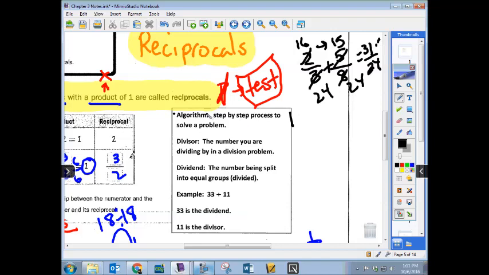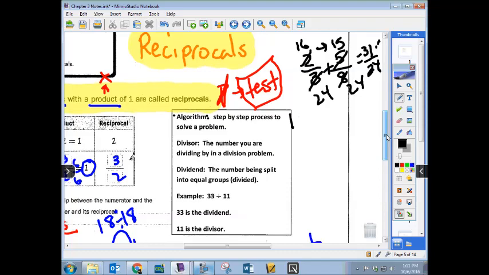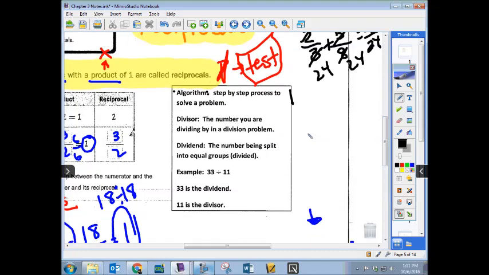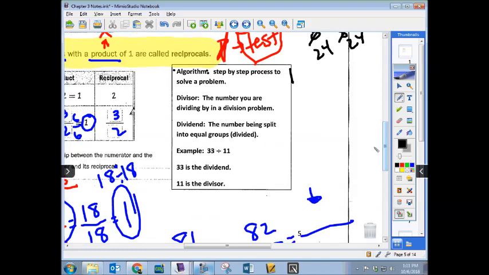Well, we're going to learn a new algorithm this chapter, the step-by-step process that teaches us how to divide fractions, mixed numbers, and whole numbers. Okay? The divisor. The divisor is the number you are dividing by in a division problem. The dividend is the number that's being divided or being split. Okay? For instance, if I did 33 divided by 11, this right here, 33, is the dividend. That's the whole. I want you all to write that word whole. It's what's being divided up, being cut up or split up. Okay? The divisor is the part that is the one doing the dividing.